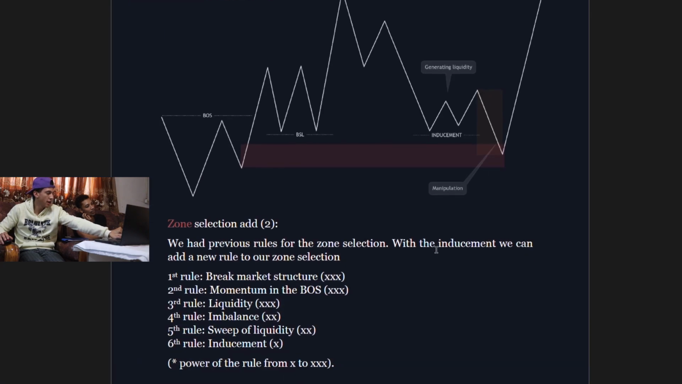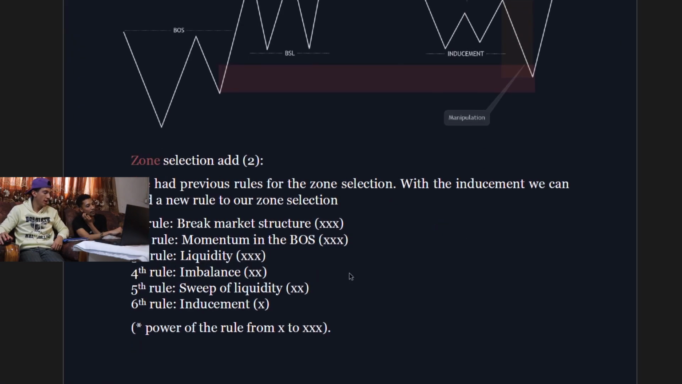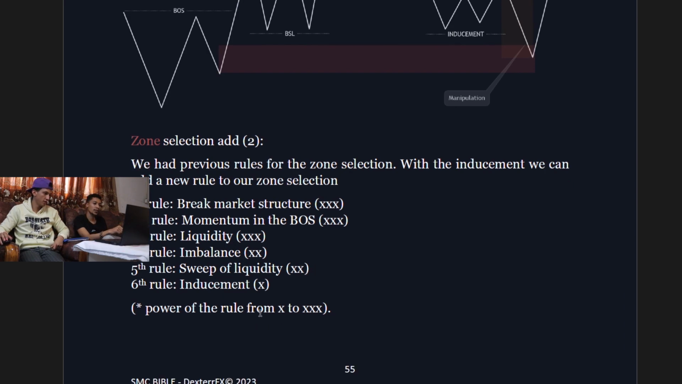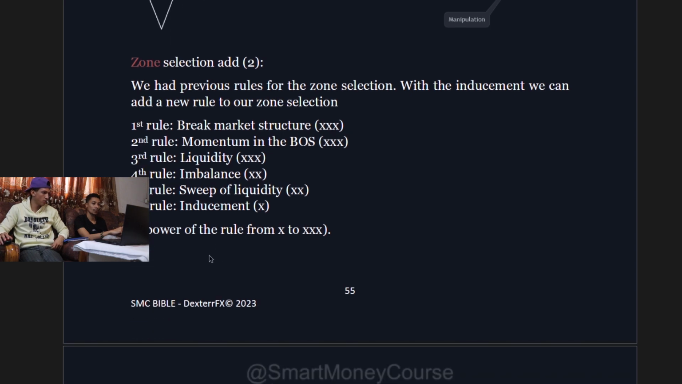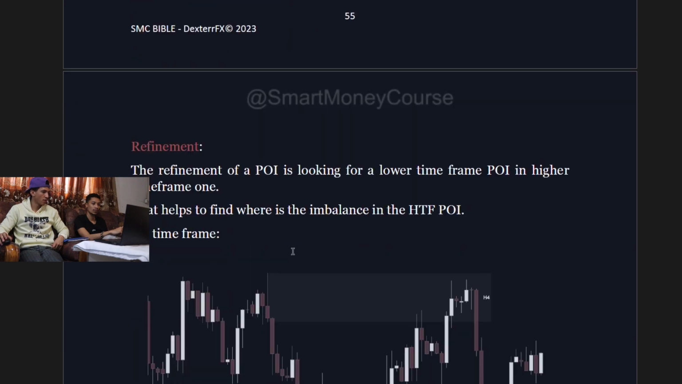Zone selection, add 2. Here we added another part where we identified 5, now we have 6. So all what we said so far, we just add the sixth rule, which is inducement. If you can at least spot 4 out of the 6, I would say it's a strong order block.